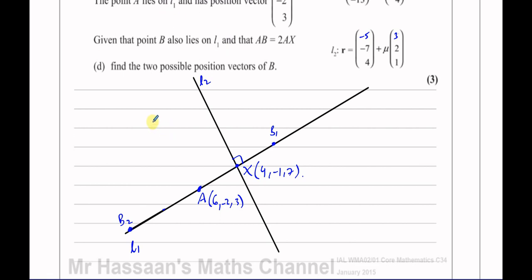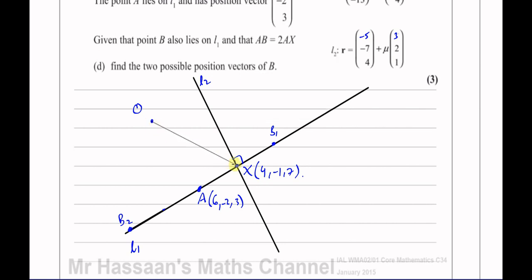So let's just say the origin is somewhere here. We can put it in a random place for now, as we can't draw this accurately as it's a 3-dimensional vector. So I know the position vector of X. I know the position vector of A. And I need to find the position vectors of these two points, this and this. Now, I know if I want to go from O to B1, I can go from O to A, and then I can go from A to B1. Plus AB1.